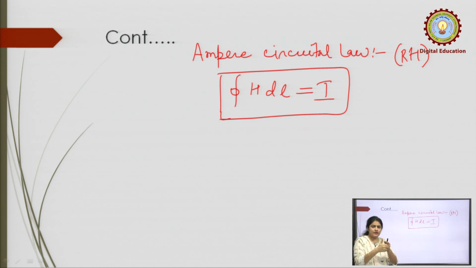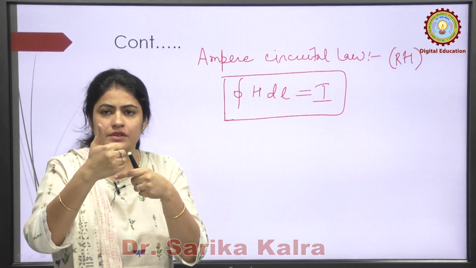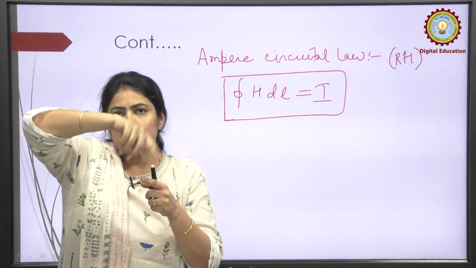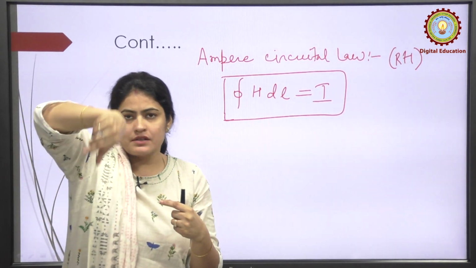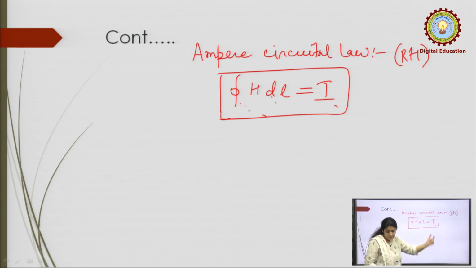If the direction of the current is upward, you will find the magnetic field direction is anti-clockwise. If the direction of the current is downward, you will see the direction of the magnetic field is clockwise. Okay. So, this is how the Ampere circuital law is represented. In this, we see that the integral of magnetic field intensity in a closed path is equal to the current enclosed by that path. Okay.